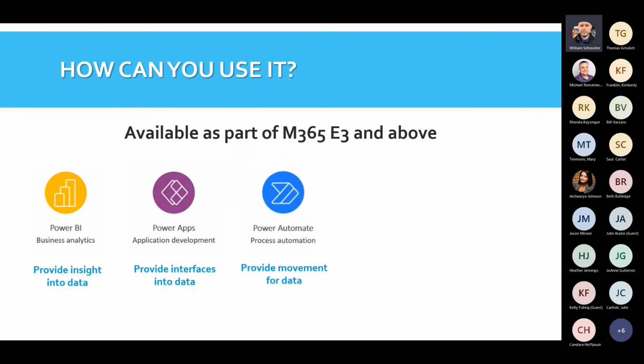Power Automate, process automation, or think like a workflow engine, lack of a better term, provides movement for that data. And data can be ones and zeros, bits and bytes, or just information, right? Just allows the information to be moved around. Point A to point B, from person to person, from system to system.